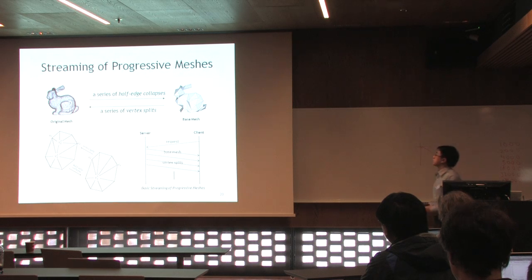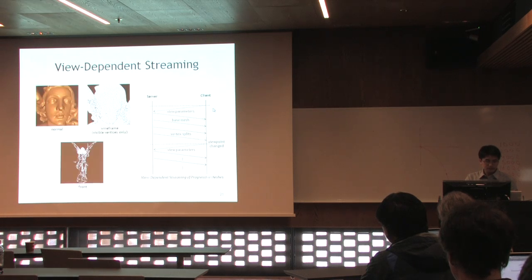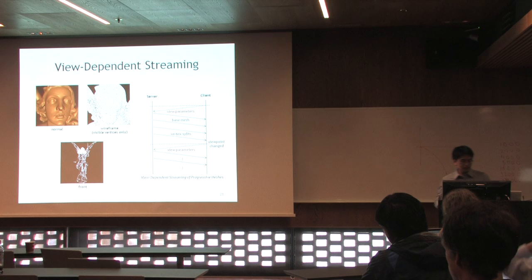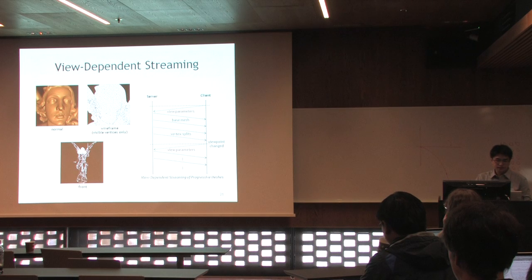As the right figure shows, the streaming of the progressive mesh is to transmit the base mesh followed by a sequence of vertex splits. In the view-dependent streaming of a progressive mesh, in a typical scenario, the user is interacting with the mesh and then he will tell the server the current viewpoint. Given this viewpoint, the server can do some visibility culling. The three figures there show the results of visibility culling. Then only the vertex splits that split visible vertices in that viewpoint are sent to the client. So every time the viewpoint is changed, the client needs to notify the server.